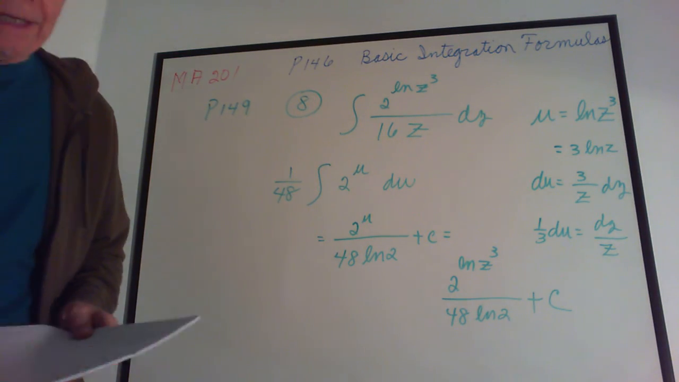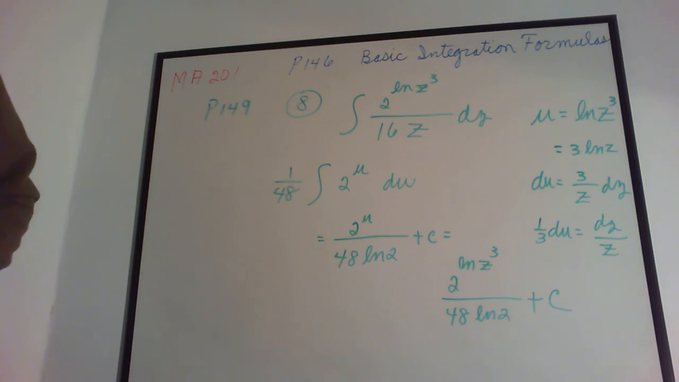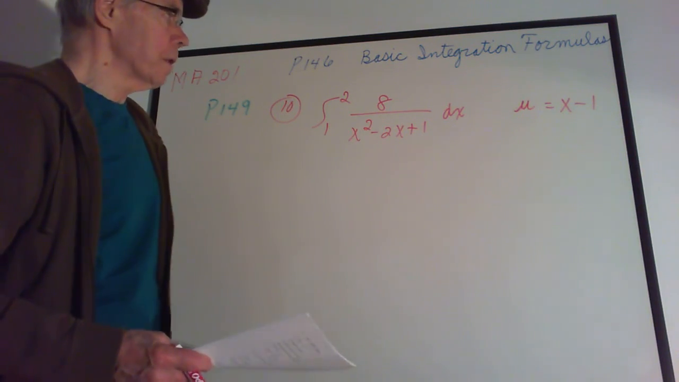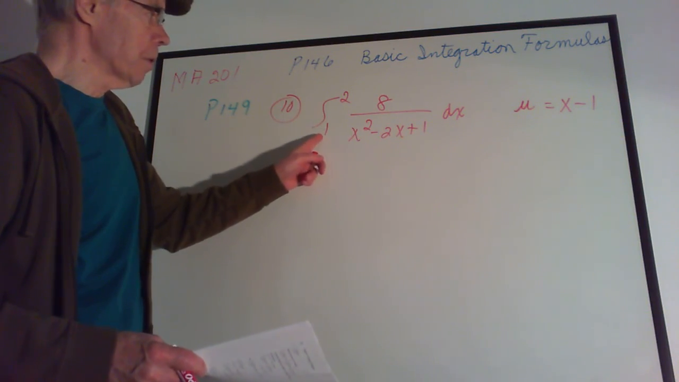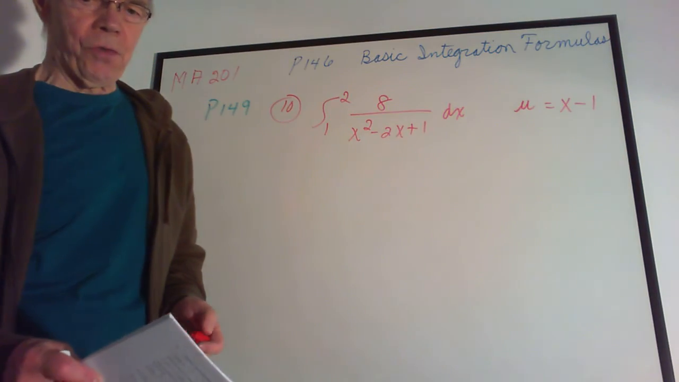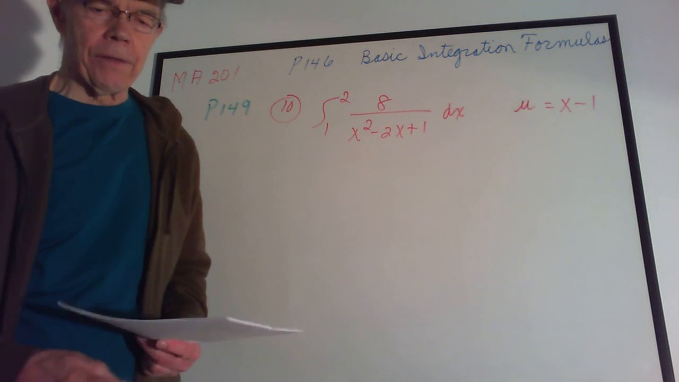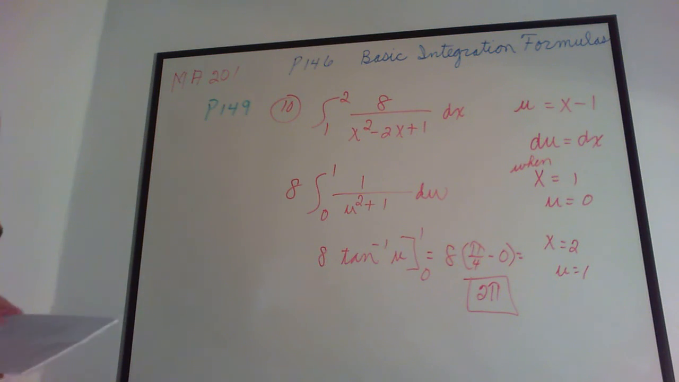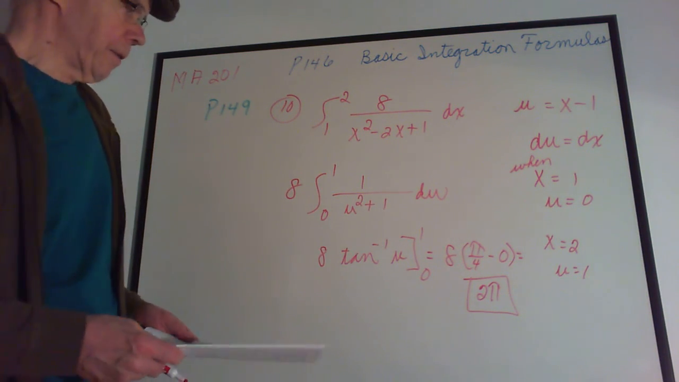All right, take a look at number 10. Number 10 is 8 over x squared minus 2x plus 1, integral with lower limit 1, upper limit 2. Going to have u equal to x minus 1. So give that a try, see if you can figure it out. It's not that easy to figure out. If you figured out how they get that, congratulations. That's not that easy to do.